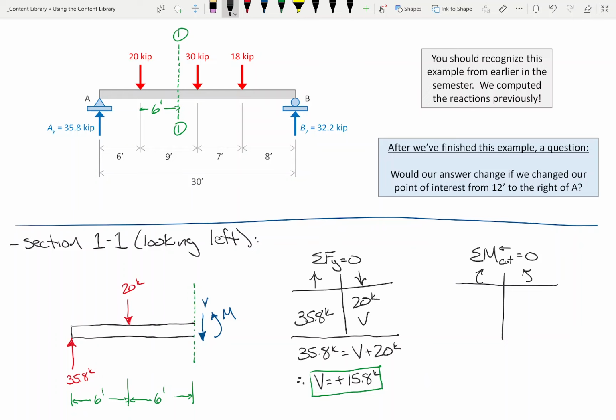So summing moments at the cut, I'm going to have what? 35.8 times 12. I'm going to have 20 times 6. Do I have to consider the V? What about the M? Yes. Do I multiply by distance? It is a moment, right? So I'm going to have that's what I'm going to get.